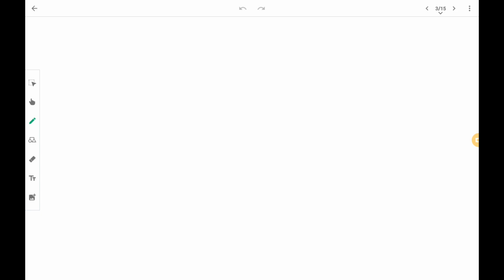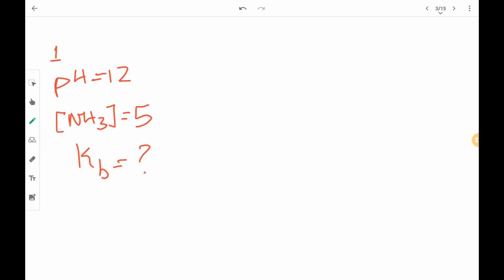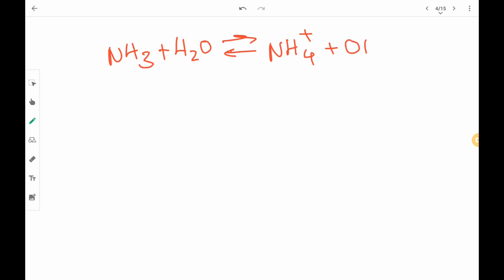Now for the grid questions. Grid question number 1. You have the pH equal to 12. You also have the concentration of NH3 to be 5, and they want you to find the dissociation constant Kb. So first you do the ICE table to know the expression for Kb. NH3 with H2O gives you NH4 plus and OH minus.